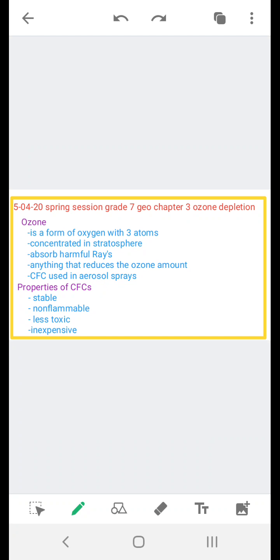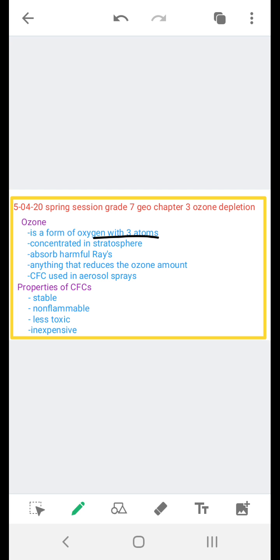Ozone is the form of oxygen that combines three oxygen atoms into each molecule. Ozone is not the same as the oxygen we breathe, which has two atoms per molecule. There is very little of this gas in the atmosphere and its distribution is not uniform. It is concentrated in the stratosphere between 10 and 50 km above the surface of the earth. So first of all, what is ozone? It is a form of oxygen with three atoms.